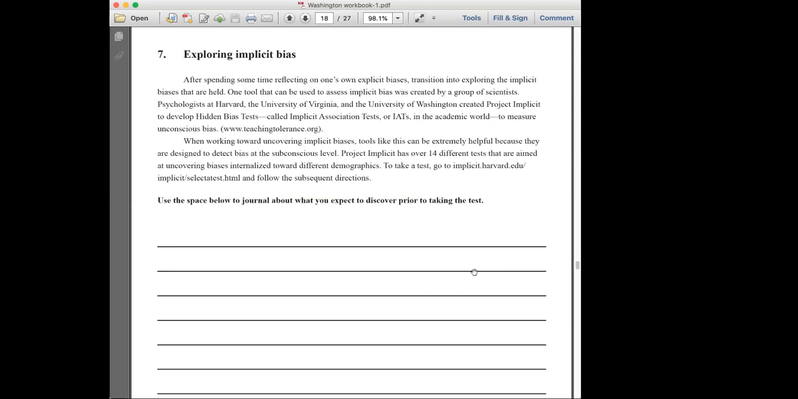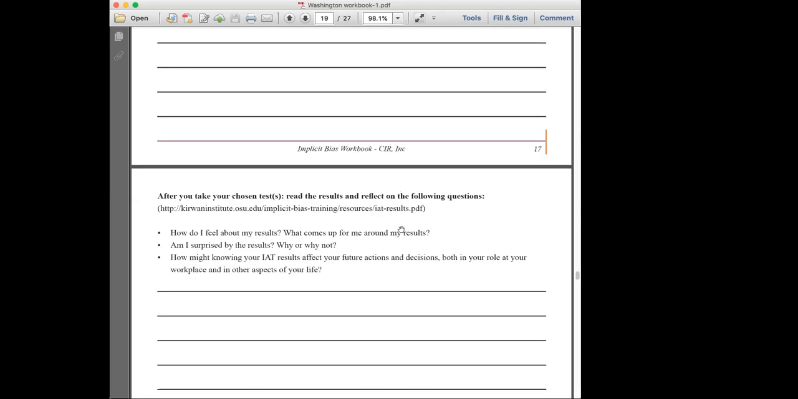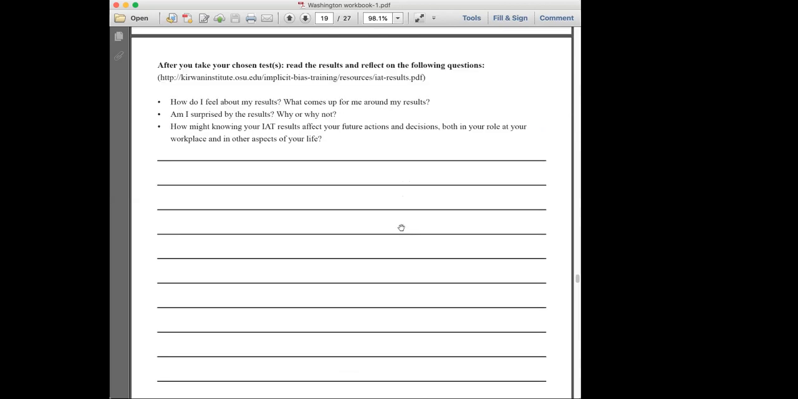So this section gives you a link to an online test that you can take that helps give you more insight around the implicit biases that you might hold. I'm going to be showing you a screenshot shortly to give you an idea of what that online test looks like. Before I do that, I just want to draw your attention to page 18.